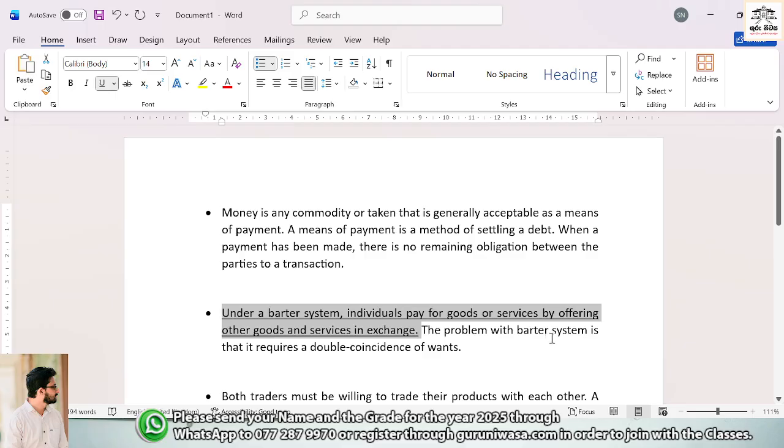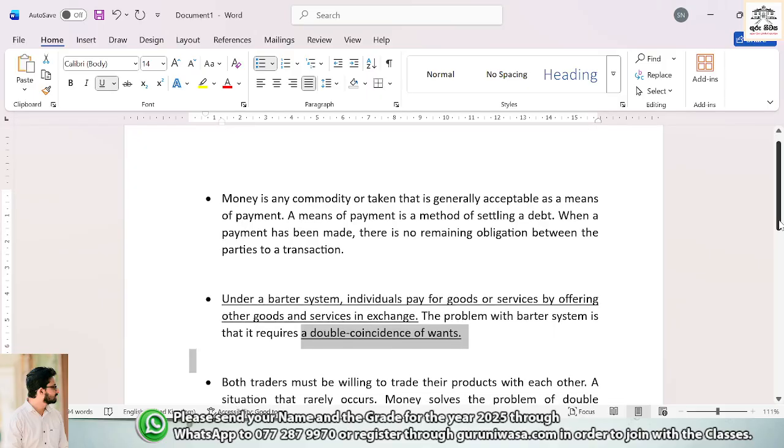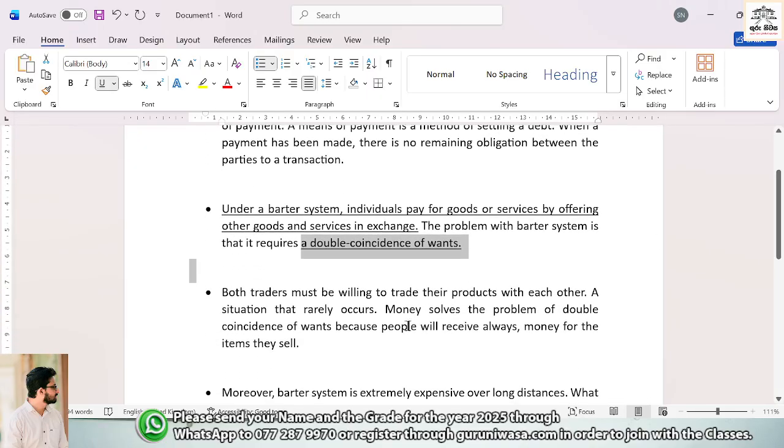The problem of the barter system is that it requires a double coincidence of wants. Both traders must be willing to trade their products with each other. It's called double coincidence of wants, a situation that rarely occurs. Yes, it's very rare, I told you.